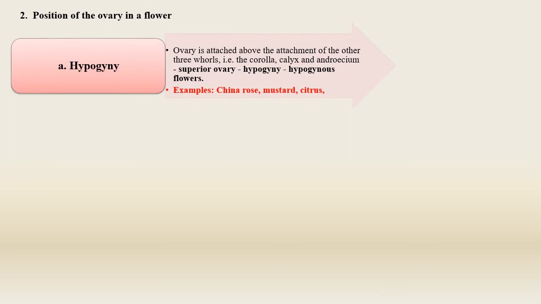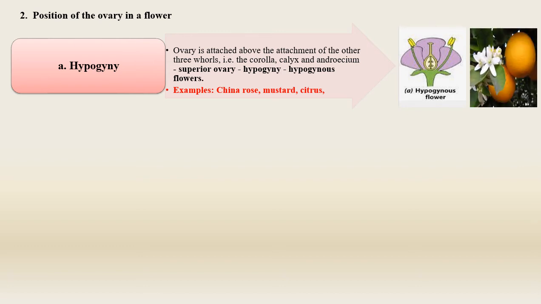Position of ovary in a flower. Hypogyny. If the ovary is attached above the attachment of the other three whorls, that is the corolla, calyx, and androecium, the ovary is said to be the superior ovary and the condition is known as hypogyny. Such flowers are called hypogynous flowers. Example: China rose, mustard, and citrus.